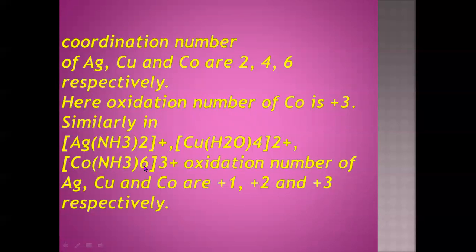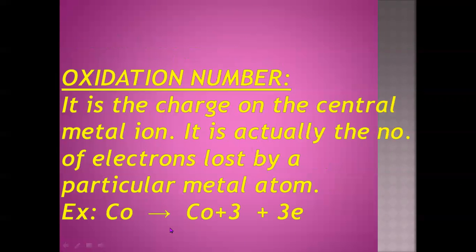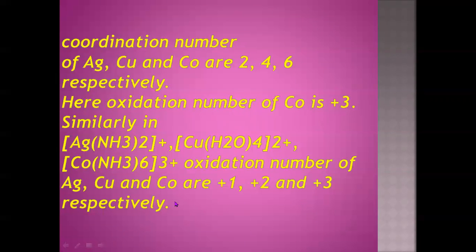Similarly, here in this case, cobalt can accept 6 pairs of electrons. Therefore, 6 is the coordination number of cobalt. And in the case of these atoms, they lose different numbers of electrons. Here we have seen that cobalt can lose 3 electrons, but silver can lose only 1 electron, and copper can lose 2 electrons. Therefore, this number is called oxidation number. So the number of electrons lost by the central metal atom to convert itself into the central metal ion is called the oxidation number of that metal atom. So here the oxidation number of silver is +1 because it is losing 1 electron. For copper it is +2 and for cobalt it is +3.